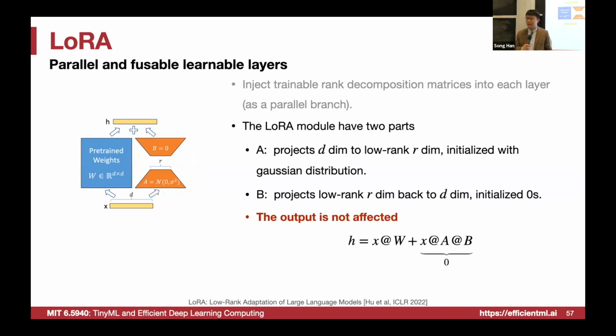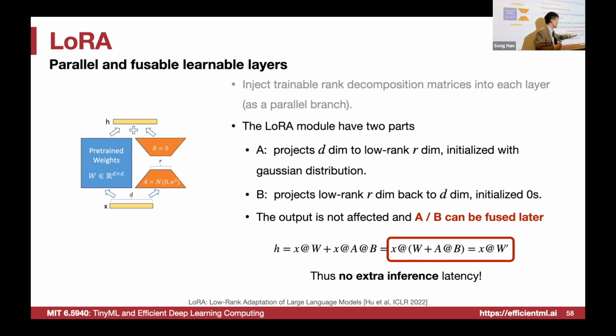So what does that mean? If it is initialized with 0, actually we have these two branches, the original W branch and the A and B branch. Since B is initialized with 0, A times B is 0. So the starting point, we just have the original weight matrix. But since we are able to tune this A and B, after a few iterations, B will no longer be 0. So they will adapt to the particular task. So in that case, after a while, we are going to have this W plus A times B.